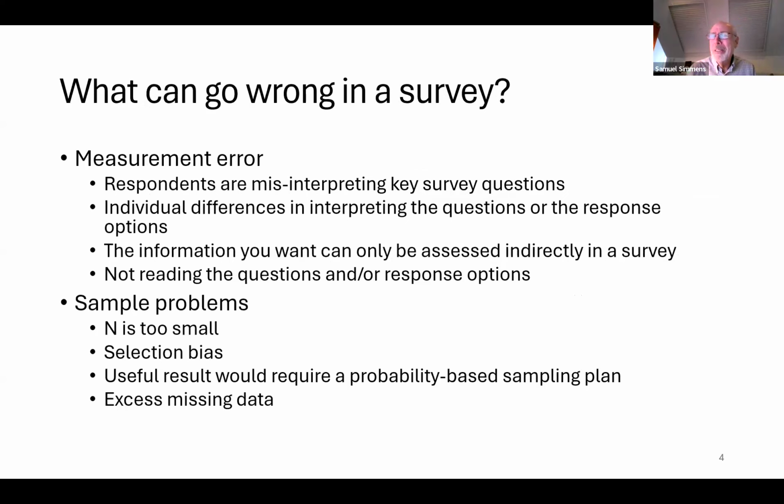Measurement error is just misinterpreting questions. When you write the question, you think that the respondent is going to interpret it one way, but they actually interpret it to mean something else. And that can be true even for things that you consider relatively simple questions that are actually a lot more complicated than they at first seem.